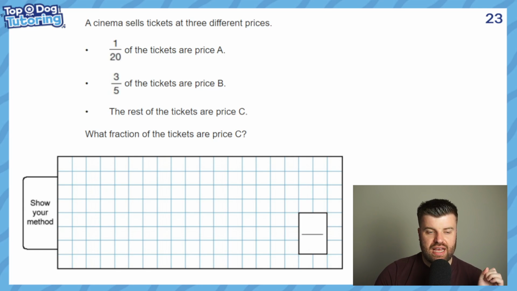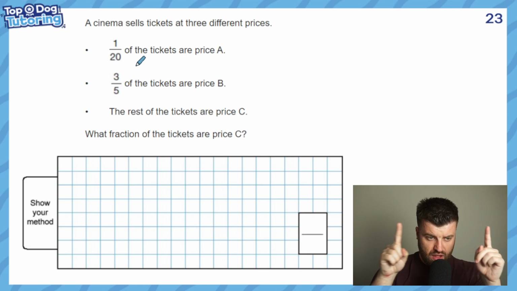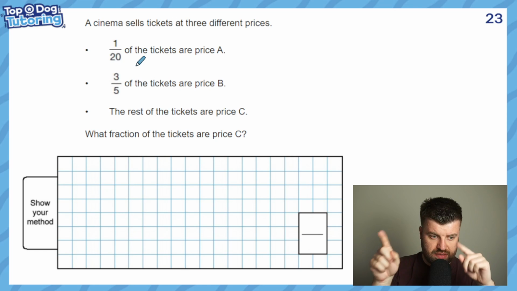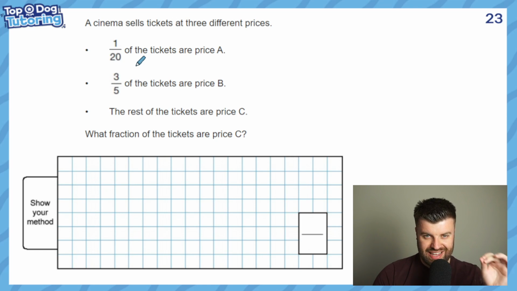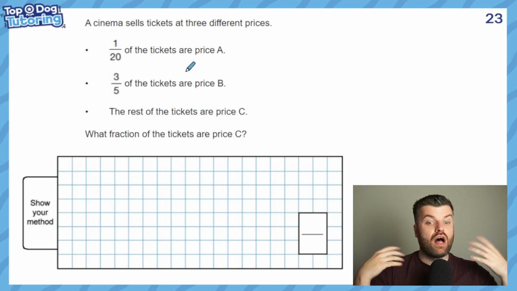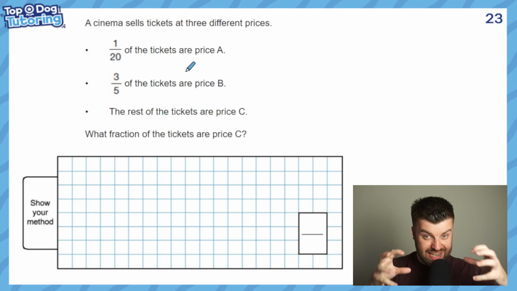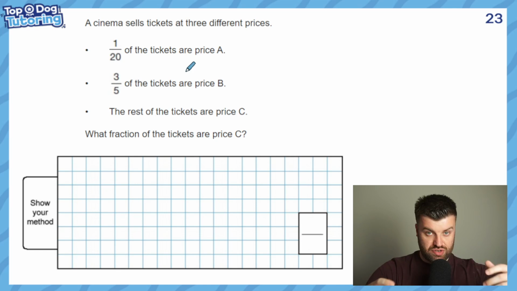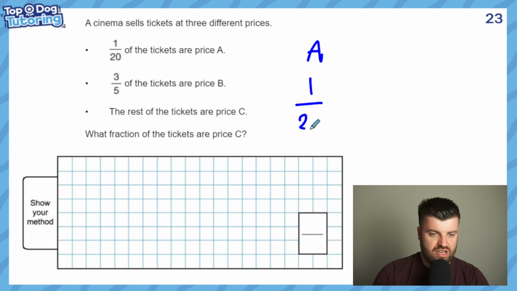A cinema sells tickets at 3 different prices. 1/20th at price A, 3/5 at price B, the rest at price C. What fraction is remaining? Now, this is the ultimate. Okay, I keep saying the ultimate, but this really is putting together so many different strands of equivalence. Because how on earth can I compare a 20th with a 5th? I just can't. So I'm going to keep A as 1/20th because I noticed something.